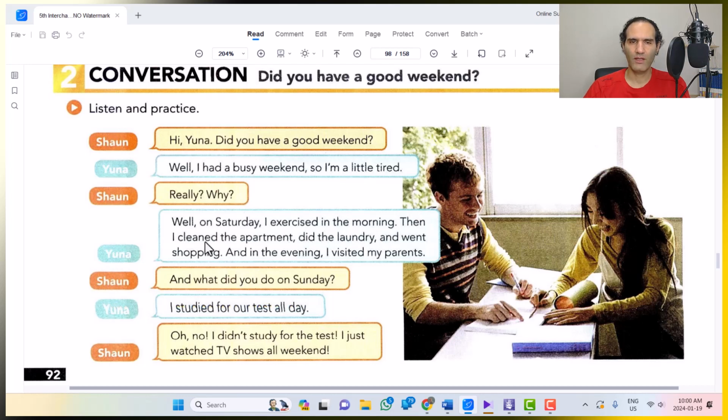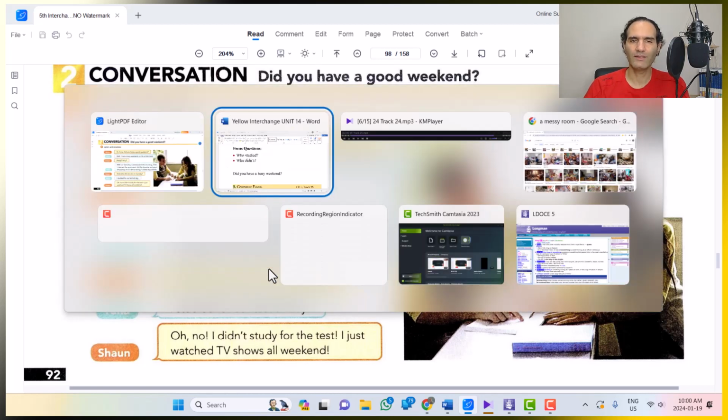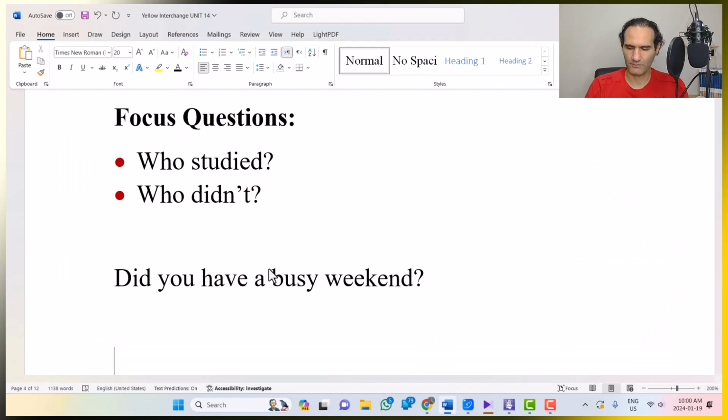Good. Then I cleaned the apartment. Question? Did you clean the apartment? You see, this one, the is not pronounced "the" apartment because the is followed by a vowel sound, E-A-I-O-U. It is pronounced "thee." I cleaned the apartment. It's easier to pronounce it this way. I cleaned the apartment. I did the laundry. Question? I did the laundry.